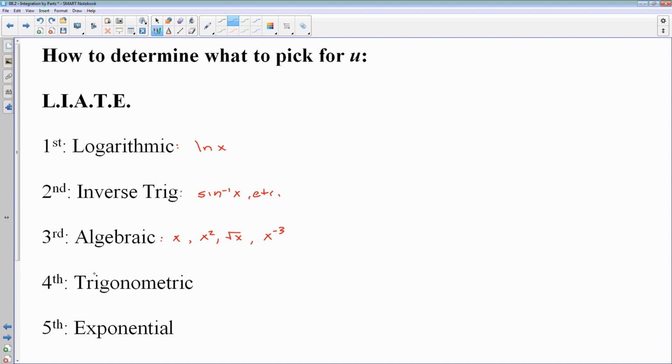There was no log function, there was no inverse trig function, and the one that worked is when I chose u to be x. If there's not an algebraic expression, then you want to choose a trigonometric expression for u, which would be something like sine x or cosine x. Now that is different than inverse trig. And if you don't have any of those, if all you have is an exponential function, then you would pick that for u, but honestly, you wouldn't ever pick this for u. By the way, exponential means something like e to the x or a number to the x. Those are exponential functions. So that's how you decide what to pick for u. Start with log, then inverse trig, then algebraic, then trig, then exponential. So let's try that with a few problems.